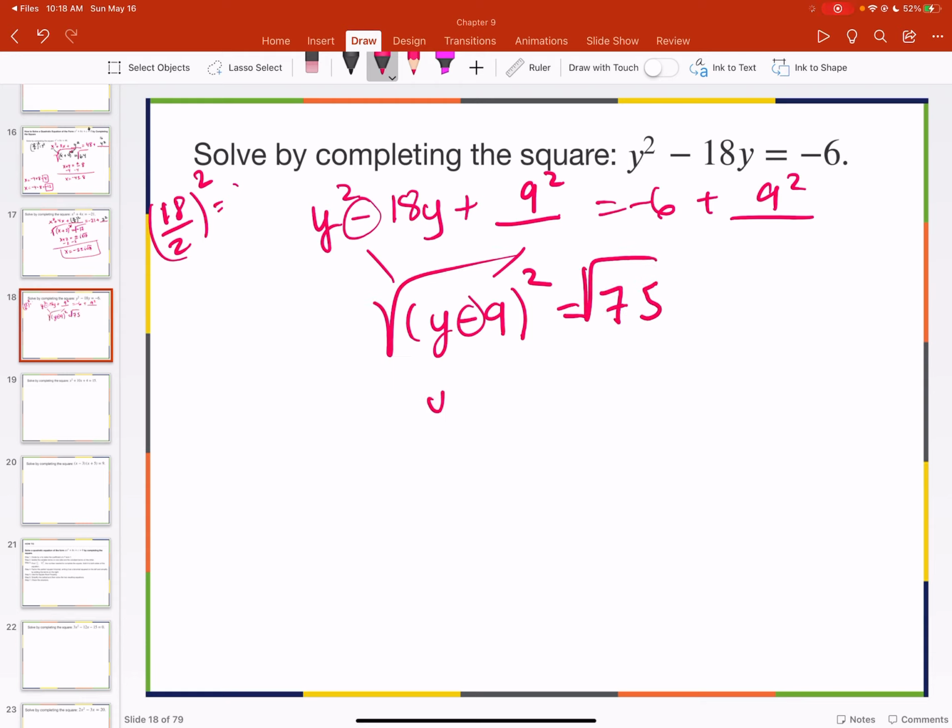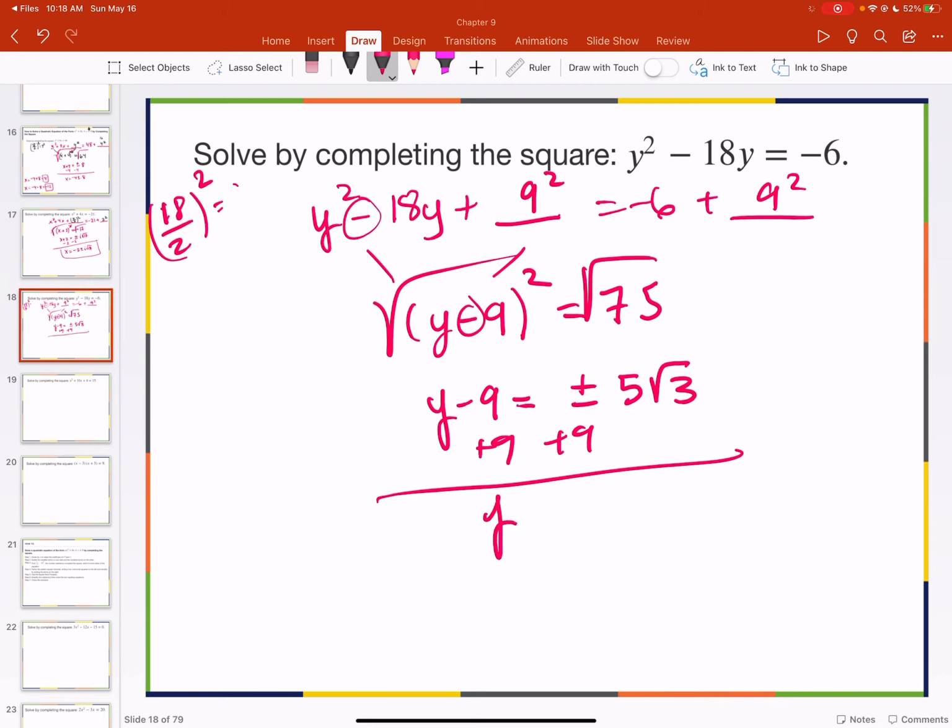Square root: y minus 9 is equal to plus or minus 5 root 3. Add 9 to both sides. We get y is equal to 9 plus or minus 5 square root of 3. This is a 5. I don't know why I did that. Okay, and that's it.